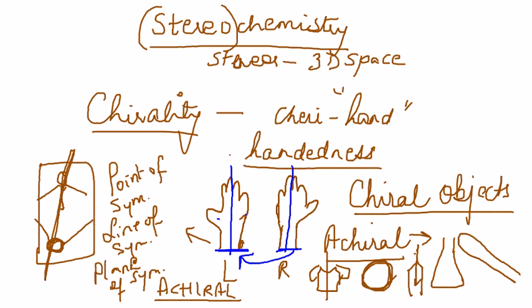But realize, when we are seeking chirality, we are not seeking symmetry. So we are seeking asymmetry in that case. That means no point of symmetry, no line of symmetry, no plane of symmetry.